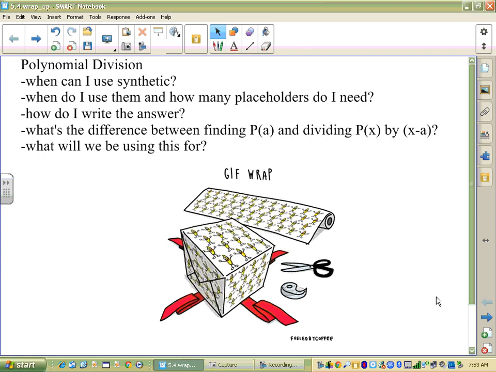But we're going to answer 5 questions. When can I use synthetic division? When do I use placeholders? And when I do, how many of them do I need? When I divide, how should I write my answer? What's the difference between finding P of A and dividing P of X by X minus A? And what will we be using this stuff for? So in the next 40 minutes or so, we will be addressing and answering all of these questions.